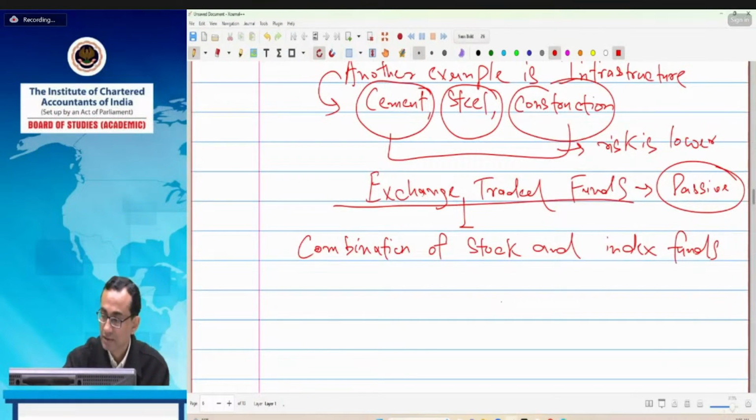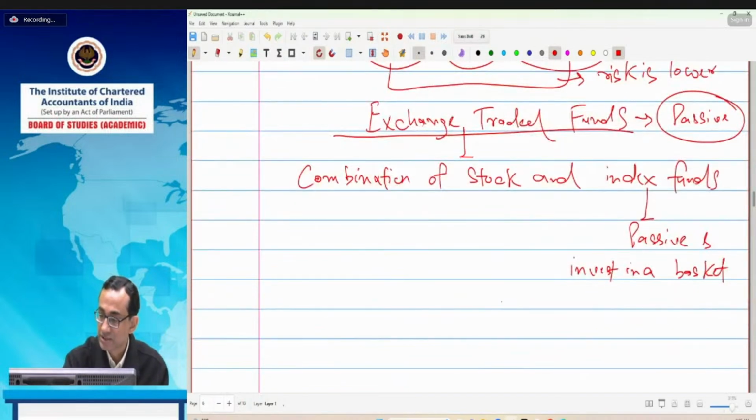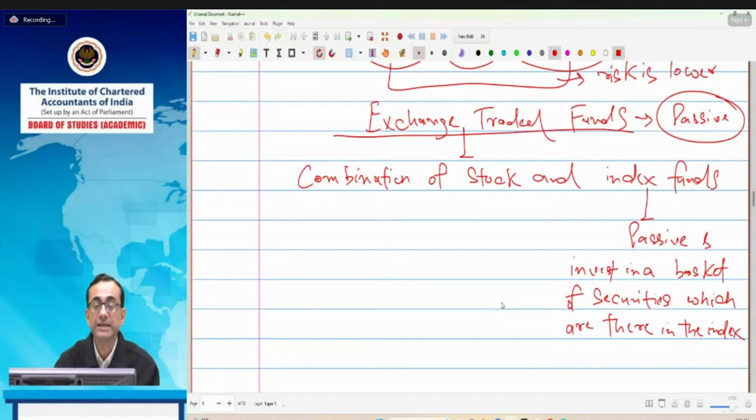So it is a combination of stock and index fund. Now, how is it an index fund? Because it is passive and invests in a basket of securities which are there in the index. Means whatever shares are there in the index, for example Nifty 50, the ETF invests in them. This is an example.